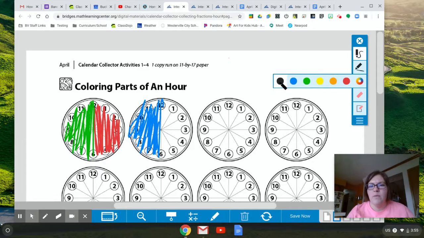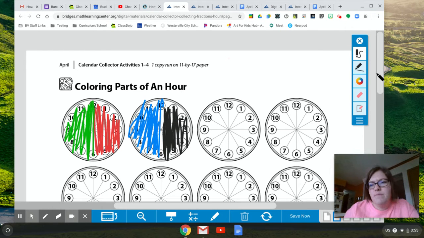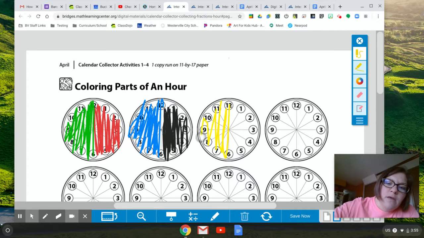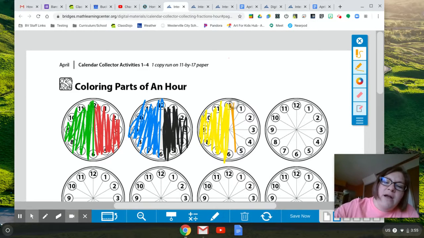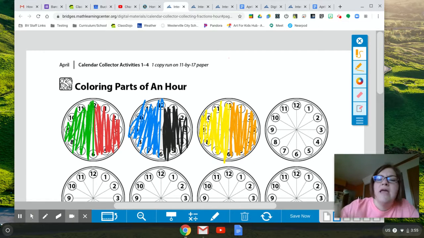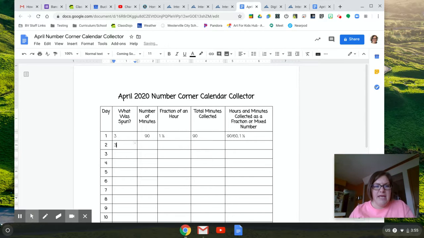So let's start with, I'll use black for the first one. So we're going to add 1 half hour, which would be 30 minutes. I'm going to add another half hour. It's another 30. 30 plus 30 is 60 minutes. I'm going to add another half hour. We had 60 minutes plus 30 more minutes. 30, 60, another 30 would be 90 minutes. So let's check that out on here. We spun a 3, which is 90 minutes.